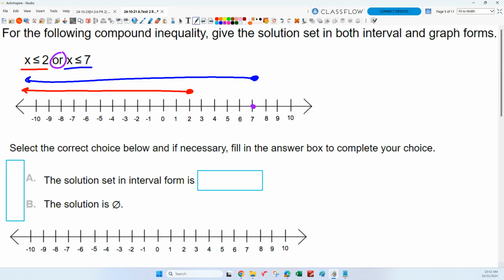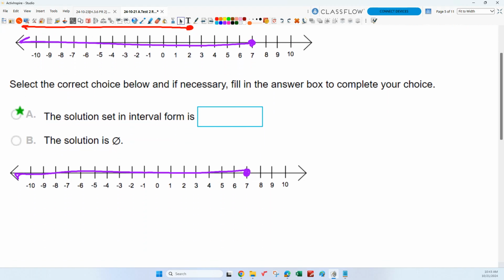I start at 7 because any place where an ant could be walking on either red or blue is part of our solution. So we start at 7 and go to the left. Okay, so there it is. I guess there's our solution. So we do have a solution. So it's A. And in interval notation, what would that purple interval look like?